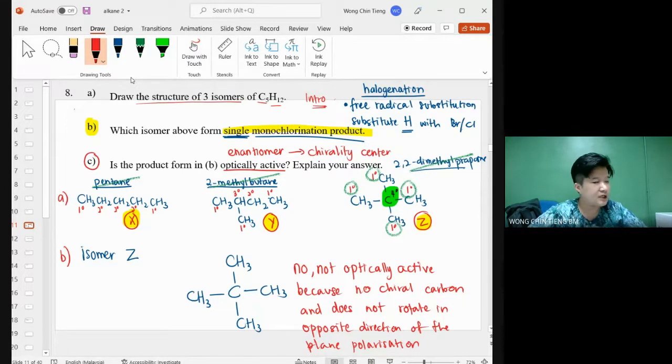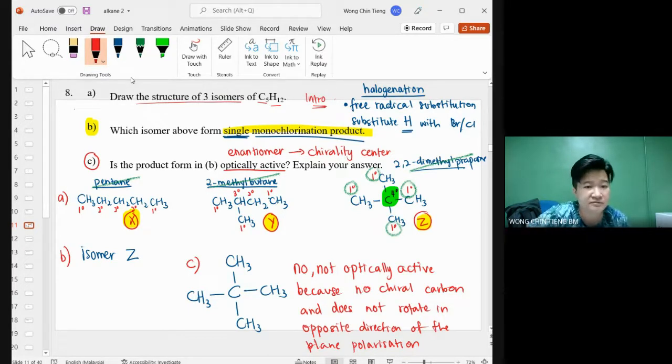Pergi cari kat nota, di bawah nota enantiomers, in your topic Introduction of Organic Chemistry, under enantiomers, there is I think 2 sentences or probably 1 sentence about the thing optically active. Okay, go and read that out. And next question, extra question. The B, okay, the isomer Z that we choose is not optically active. Yes, saya setuju. But in the isomer that we have, XYZ, which one is optically active?